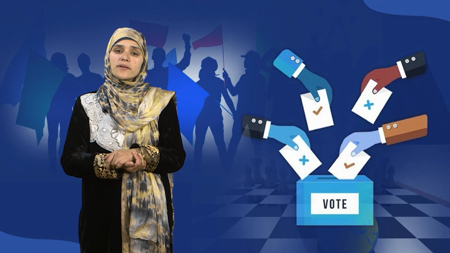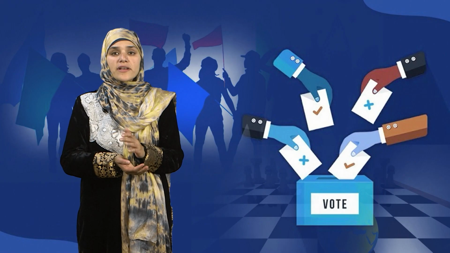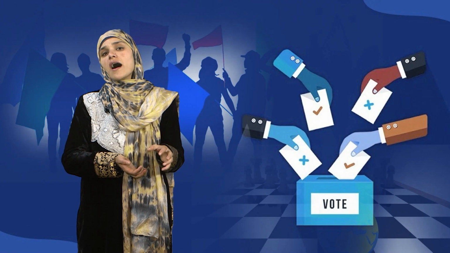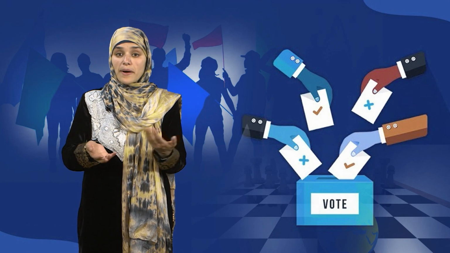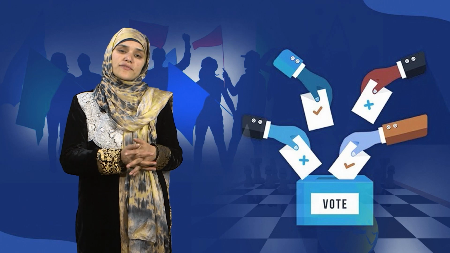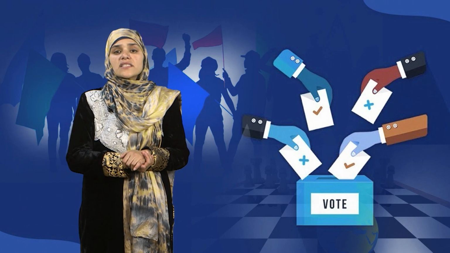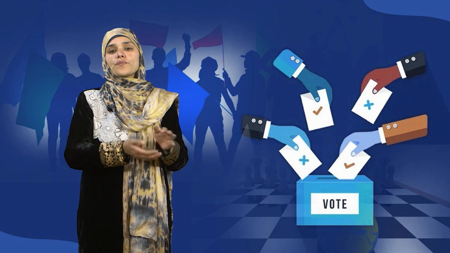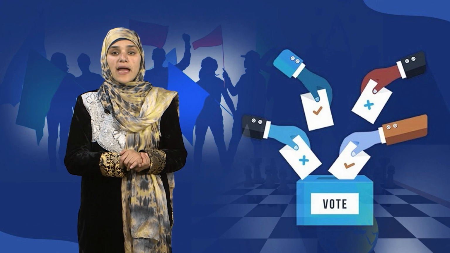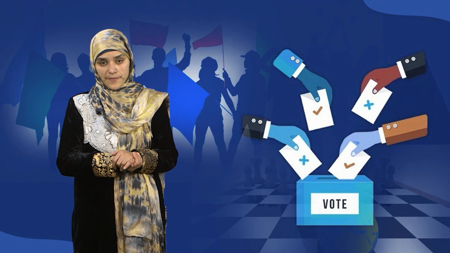Now, coming to another disadvantage, that is lack of proportionality. First past the post does not guarantee proportionality between the percentage of votes a party receives and the percentage of seats it obtains. This can result in a discrepancy between the popular votes and the distribution of seats, which can be seen as unfair or undemocratic.